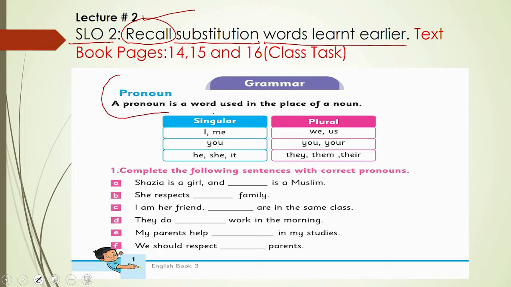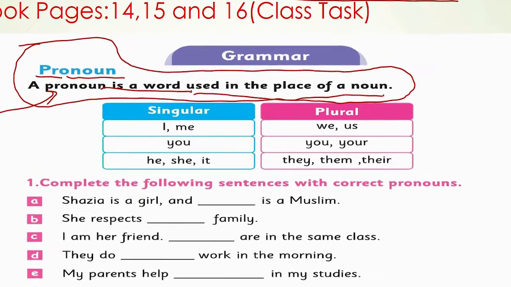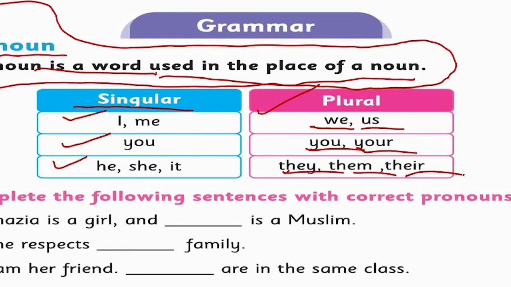The words which are substituted are called pronouns. A noun is a name of a person, place or thing. And a pronoun is the word which is used in the place of a noun. For example, for singular nouns: I, me, you, she, he, it. For plural: we, us, you, your, they, them, their.